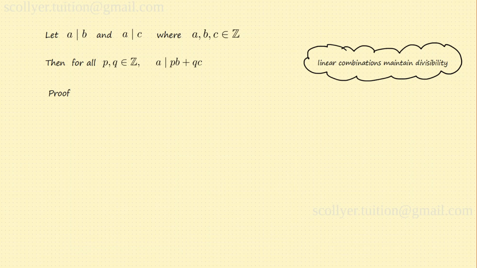And so we prove this fact. Suppose a divides b and a divides c, where a, b, and c are integers in Z, then for all p and q in Z, a divides pb plus qc. And we could say that this is telling us that linear combinations maintain divisibility, where this construction, pb plus qc, is a linear combination of b and c.